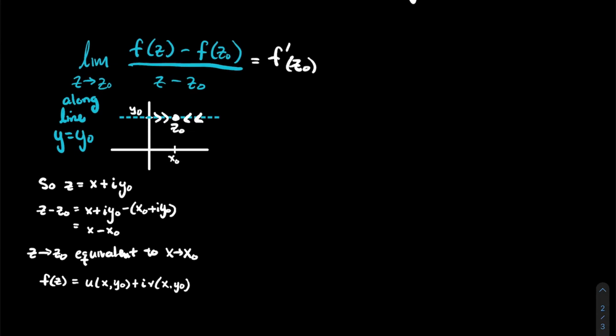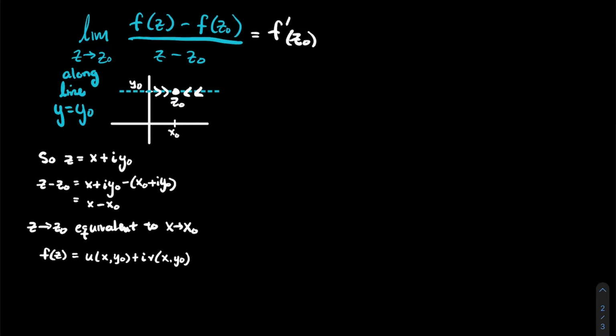One more thing: let's talk about how we can write our function f of z in terms of u's and v's, its real and imaginary parts. What we just said is that the imaginary part, y0, is just y0 all the time. So this function looks like u of x comma y0, where x is the variable. Really, I'm thinking of u as a function of just the variable x, plus i times v, same story. I'm thinking of v as a function of just the variable x. I'm holding the y coordinate fixed.